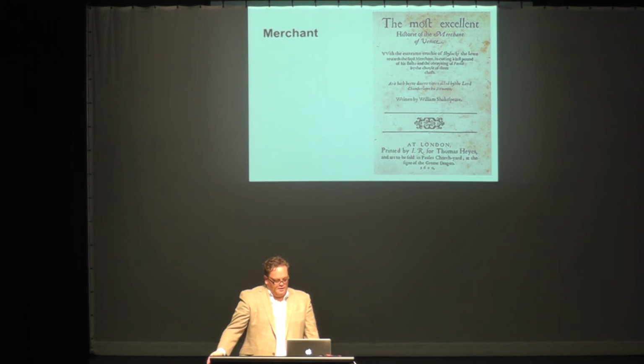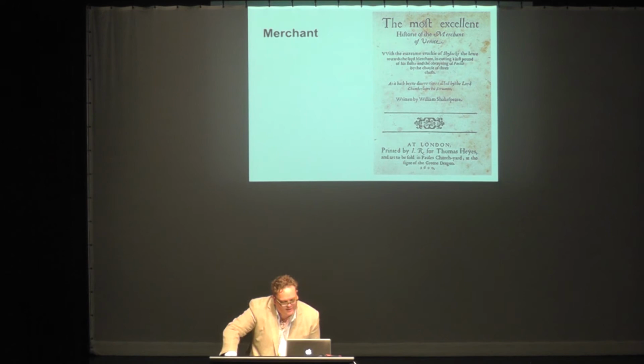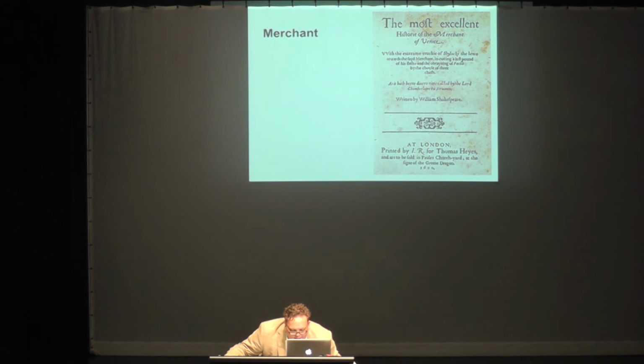So, to the Merchant of Venice, if you can read it, you've got the most excellent history of the Merchant of Venice with the extreme cruelty of Shylock the Jew towards the said merchant in cutting a soft pound of his flesh and the obtaining of Portia by the choice of three chests.